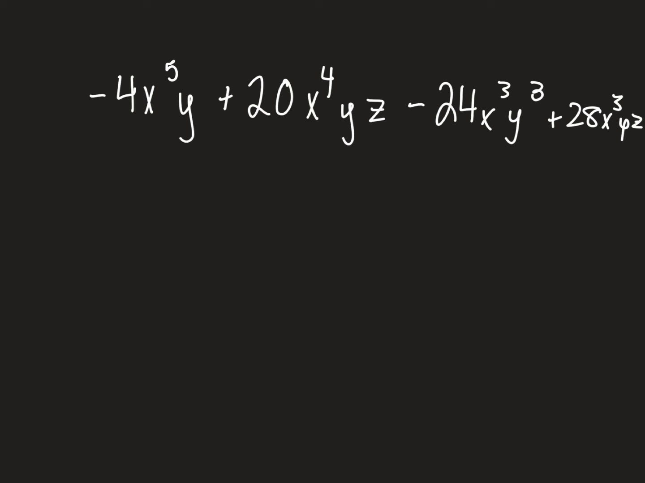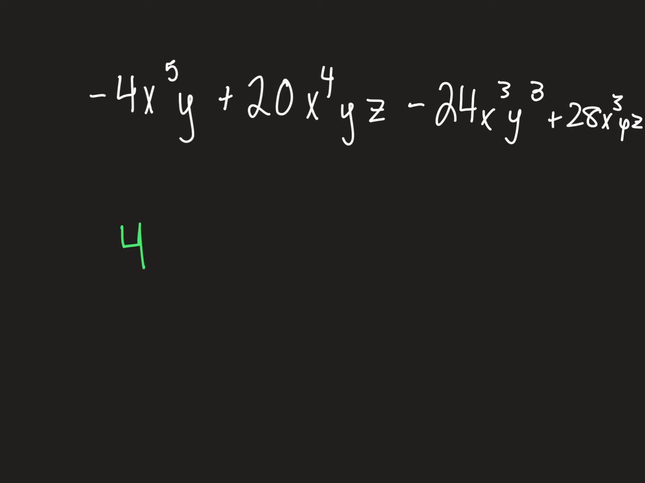So again, step 1 is to look at those coefficients, right? So we have a 4, 20, 24, and 28. So the first thing I would do is, since 4 is my smallest number, see if all of these are divisible by 4, which they are. So that's going to be my greatest common factor. So that's going to be a 4, right?